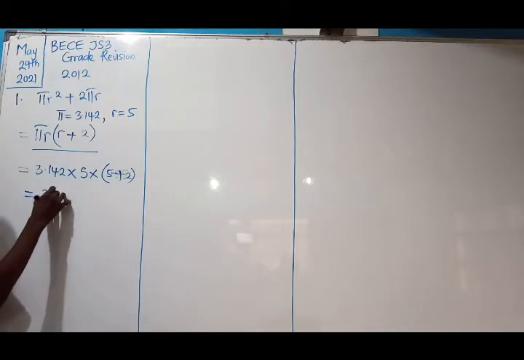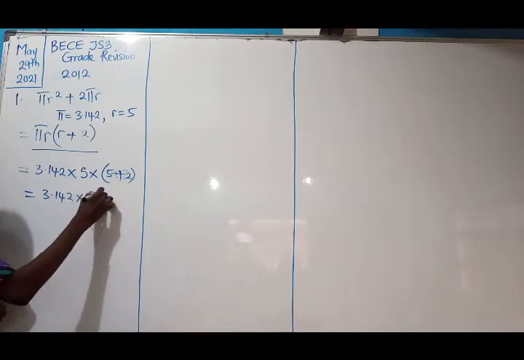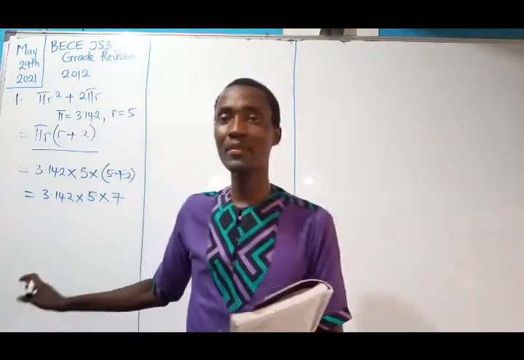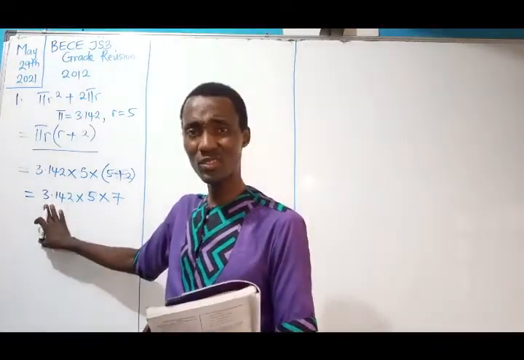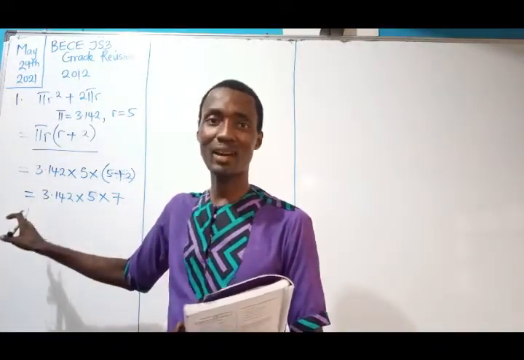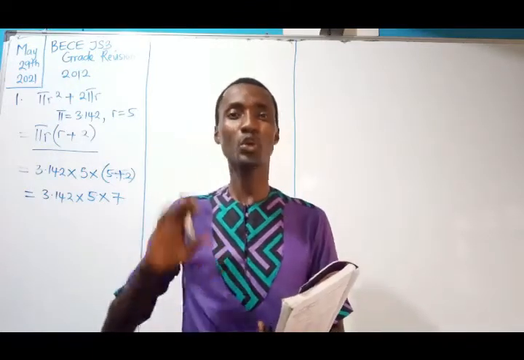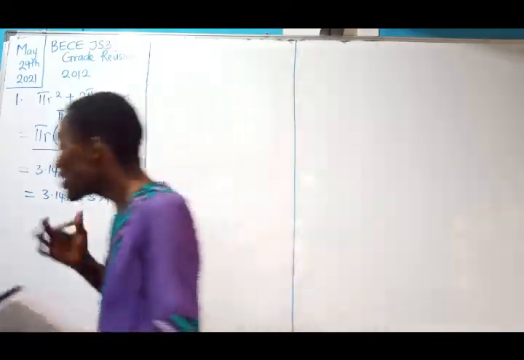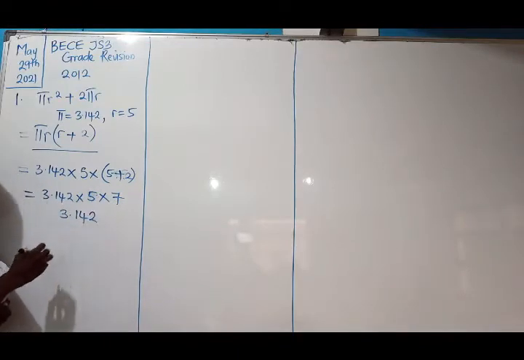This will now be 3.142 times 5 times 7. What's the next thing you do? Some of us, when we get here, may say multiply this 5 by 7 first and then multiply this. But I will advise you, at this point in the exam, don't copy anybody. I always tell students, work to your strength. It's important. So if I were you at this point, because you're not allowed to use a calculator, I will do this.